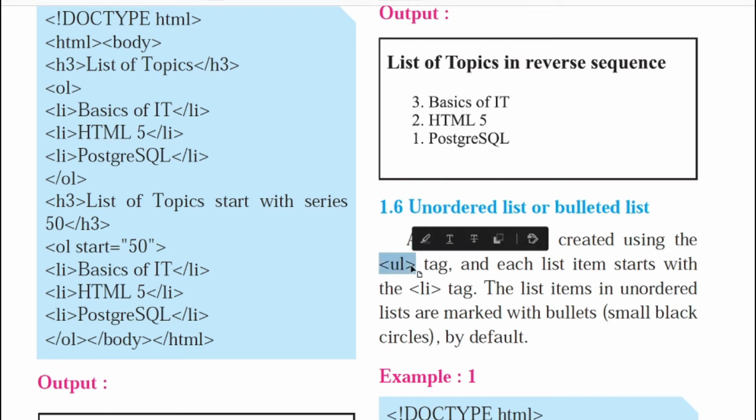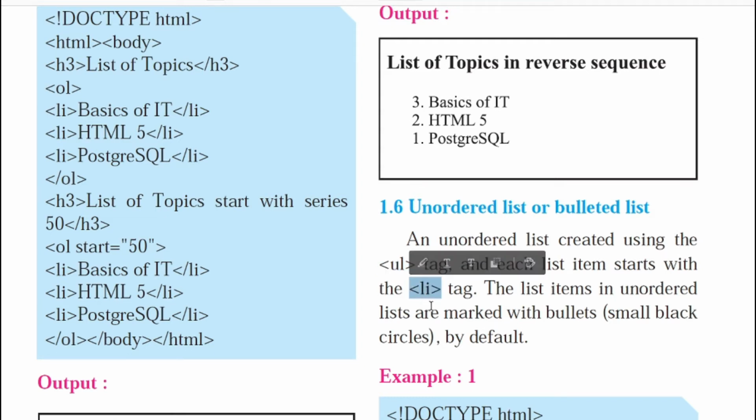Remember, my dear students, an ordered list begins with the OL tag and an unordered list always begins with the UL tag, and each list item starts with LI. This is very common in both lists. In the ordered list we use LI, that is list items, and in the unordered list also the same thing will be done.